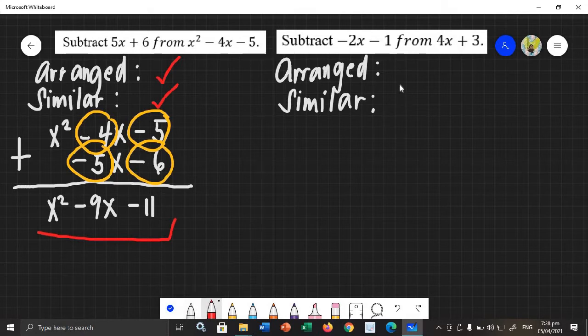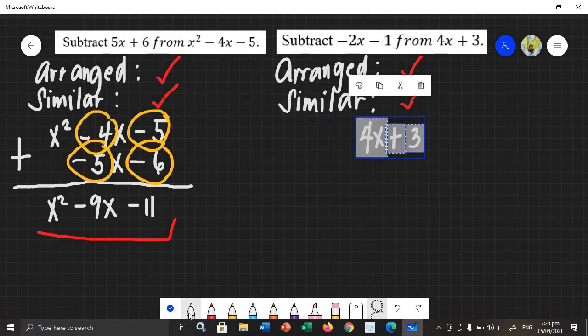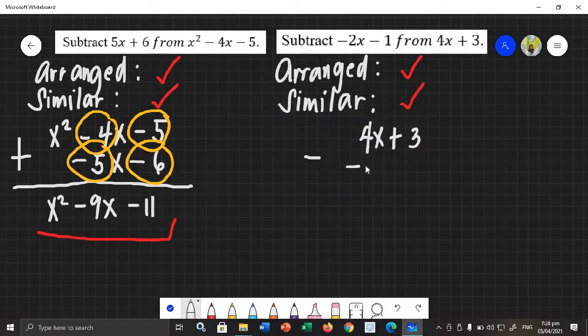How about for the second example? So, we will subtract negative 2x minus 1 from 4x plus 3. So, observing this, naka-arrange na ba sila in standard form? Pareho, both minuend and subtrahend? Yes, naka-arrange na. And they have similar terms, so we can subtract them. So, yung minuend mo is si 4x plus 3. Yung subtrahend mo is si negative 2x minus 1.